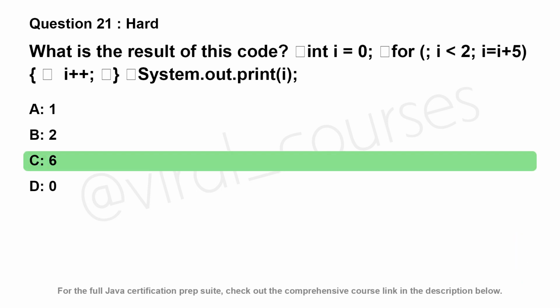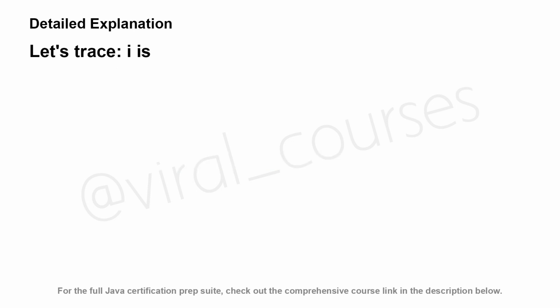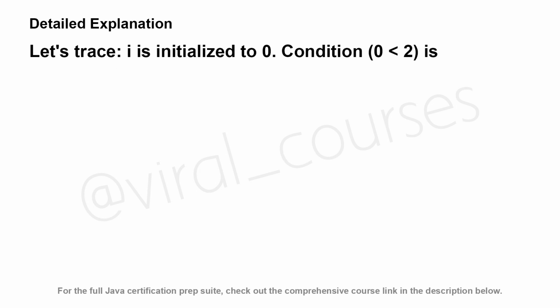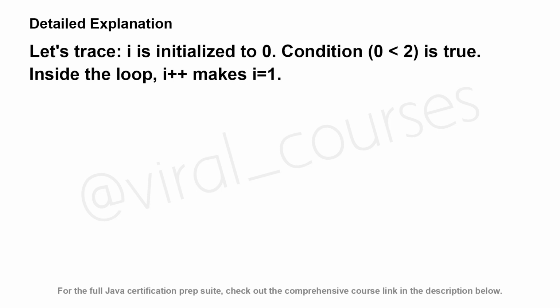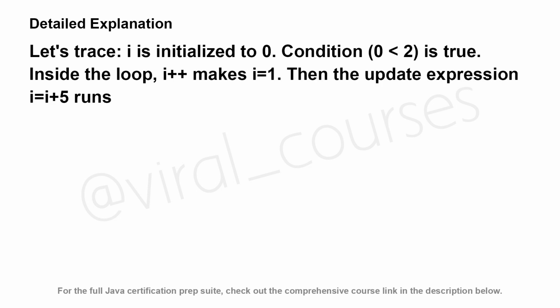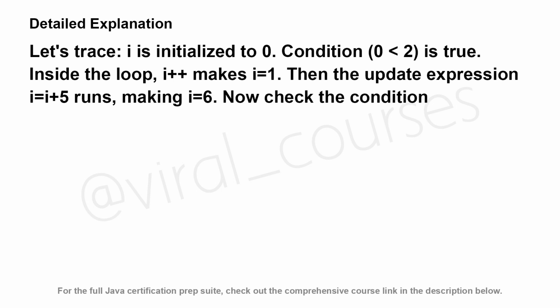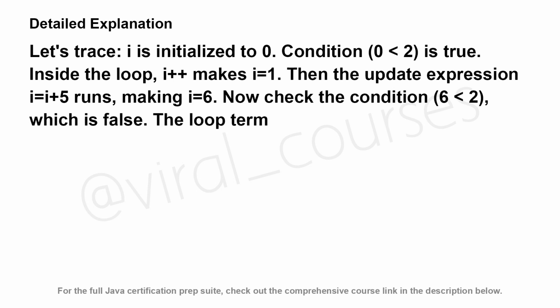The correct answer is C. Let's trace. i is initialized to 0. Condition 0 less than 2 is true. Inside the loop, i plus plus makes i equals 1. Then the update expression i equals i plus 5 runs, making i equals 6. Now check the condition. 6 less than 2 is false. The loop terminates. The final value of i is 6.